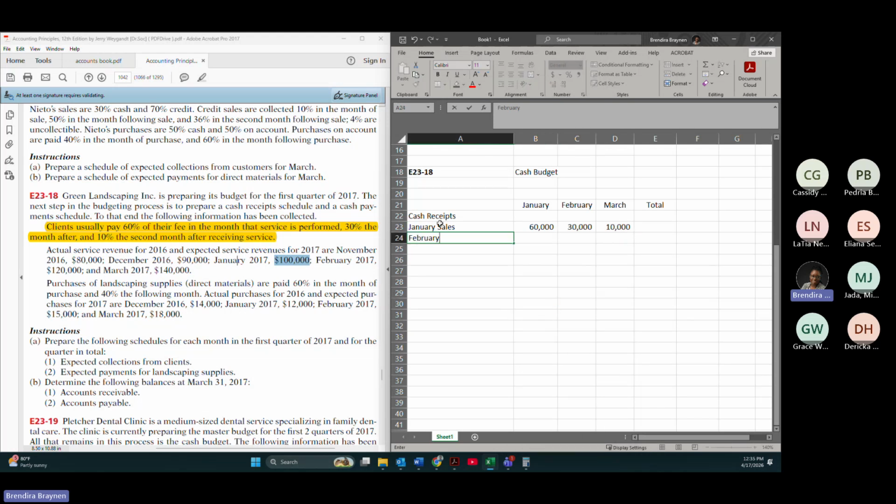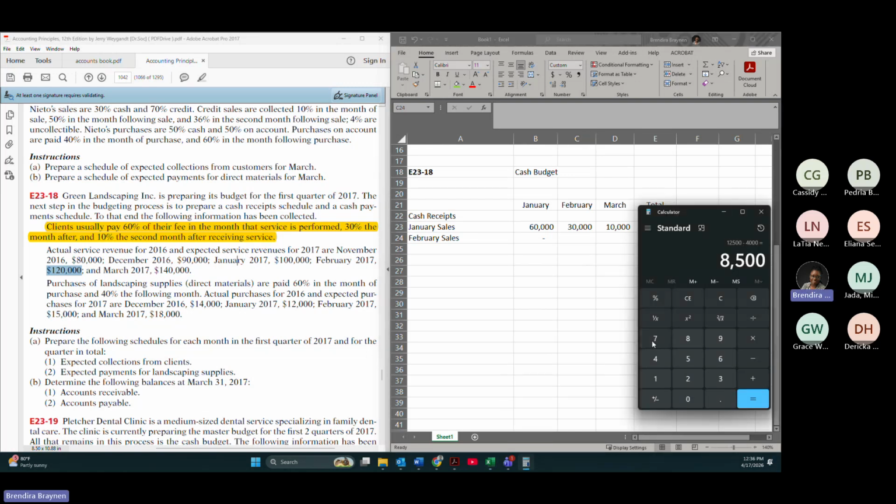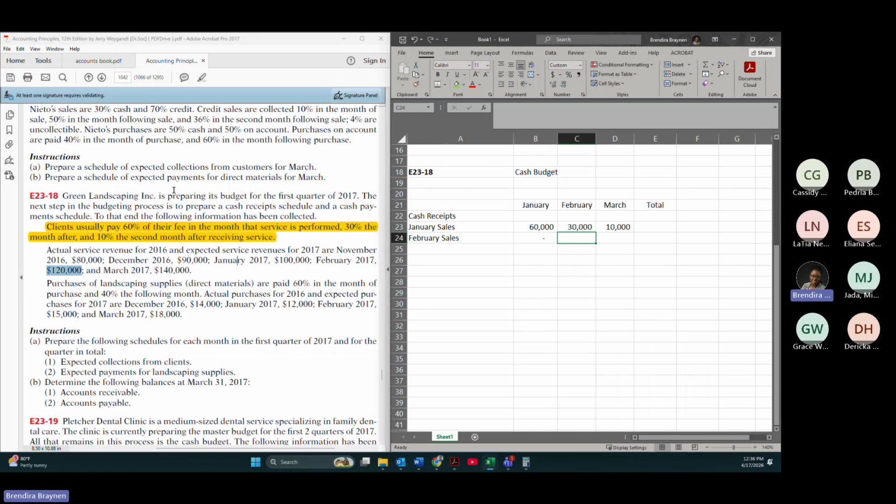February sales, they said for 2017 is 120,000. 60% of that 120,000 should be collected in the same month, so should be collected in February. I'm not collecting anything for February from January, so that should be 0. February is 120 times 60, that's 72. I know, 6 times 12. Okay, right, 72. So $72,000, 60% of February's numbers, is going to be collected in February.